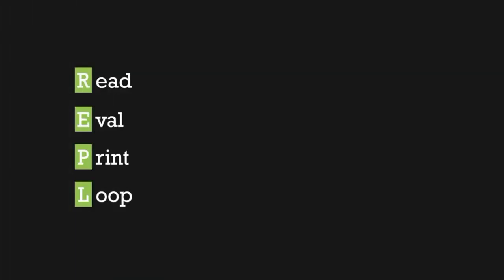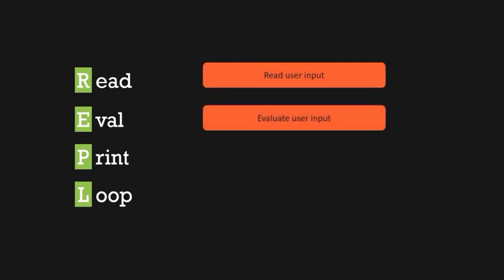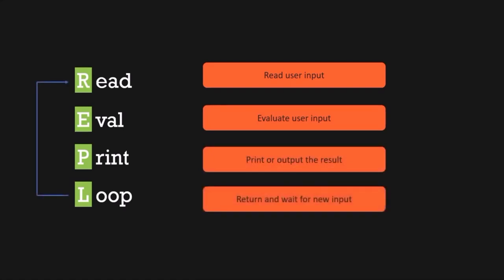REPL stands for read, eval, print and loop. Read means reading the user input. Eval means evaluating the user input. Print means printing or outputting the result. And loop means returning and waiting for the new input.